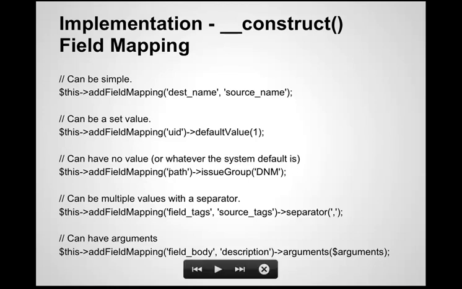You can also do multiple values with a separator. So this add field mapping, field tags with source tags, and separate them into the multiple values for anything that has a comma in it. So like if I had an event and it had art, comma, school, comma, play, it'll separate them out into three tags this way. And you can also have arguments. So add field mapping for field body from the description in the source database along with these sets of arguments.